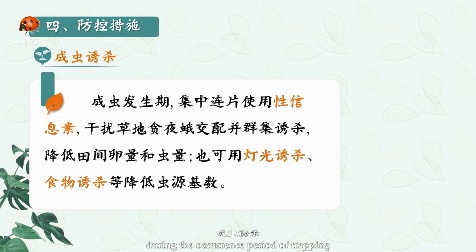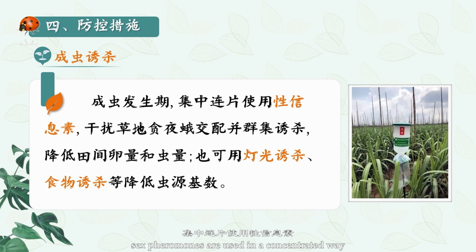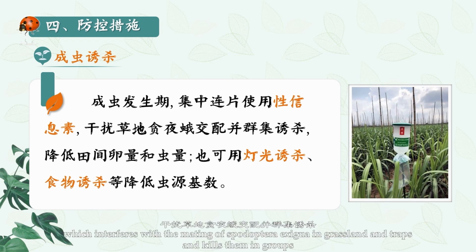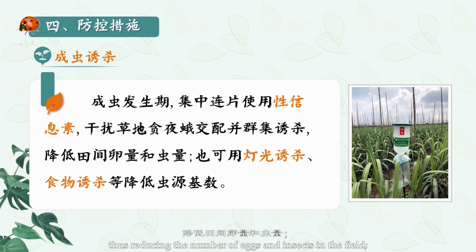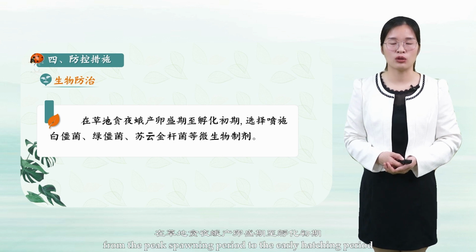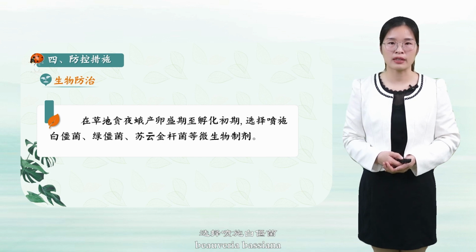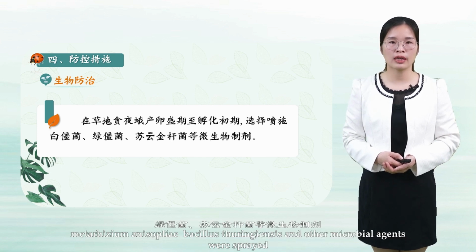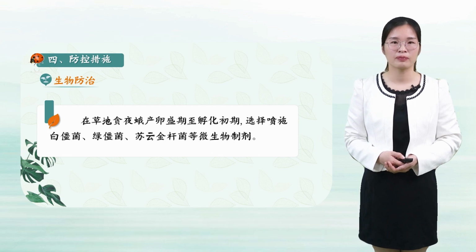During the occurrence period, trapping and killing adults, sex pheromones are used in a concentrated way, which interferes with the mating of the fall armyworm and traps and kills them in groups, thus reducing the number of eggs and insects in the field. You can also use light traps and food traps to reduce the base of insect source. For biological control, from the peak spawning period to the early hatching period, Beauveria bassiana, Metarhizium anisopliae, Bacillus thuringiensis, and other microbial agents are sprayed.